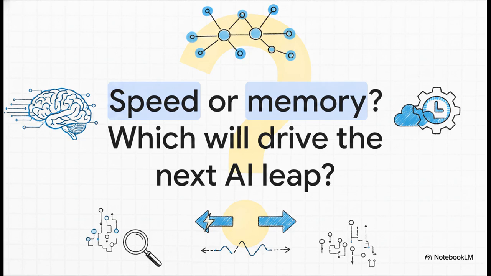Which leaves us with a pretty fascinating trade-off to think about: speed or memory. As these artificial minds keep evolving and scaling up to sizes we couldn't even imagine a few years ago, which of these two architectural priorities do you think is going to drive the next massive leap in AI? It is a crazy balancing act between computational efficiency and long-term retention.